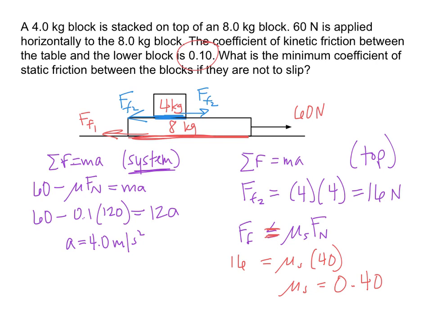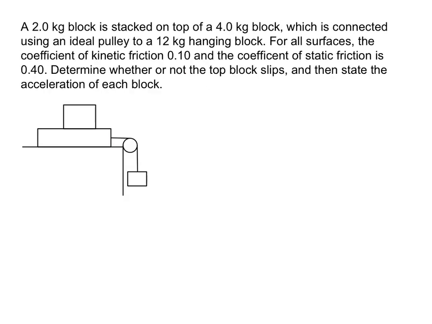All right, let's take a look now at a situation where we don't know whether this slips or not and see what we have to do there. So now we have a block on top of a block, but I've added in a pulley for some extra practice, and we know now that the coefficient of static friction is that 0.4 that we found, and the coefficient of kinetic friction everywhere it applies is 0.1. We want to find out, first of all, whether or not this top block does actually slip. So this is our 2 kilogram block, and we've got a 4 kilogram, so I changed the numbers a little bit so they work out nice. And then we've got 12 kilograms hanging over the edge.